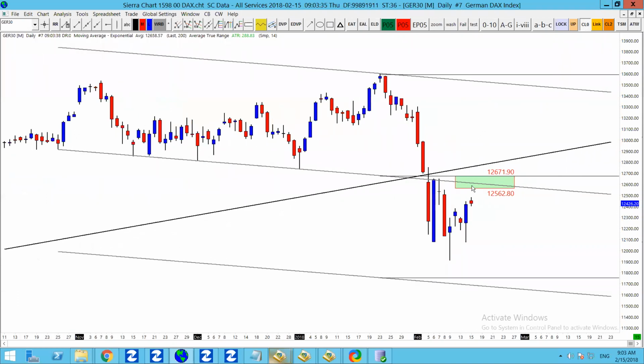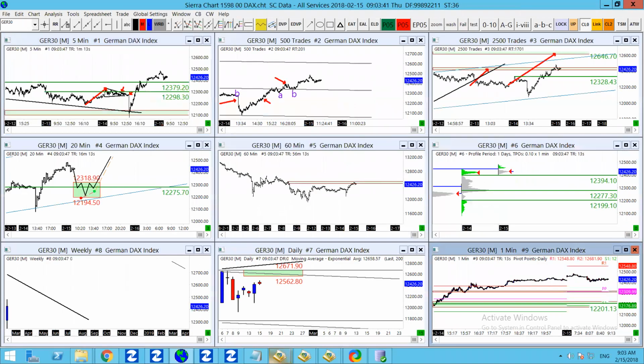There's still a little bit of white room to move into above, but just keep your wits about you if you're going to do the same. So that's the DAX.